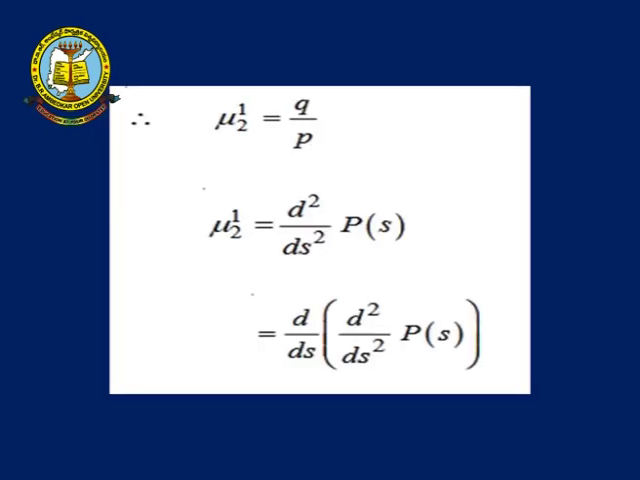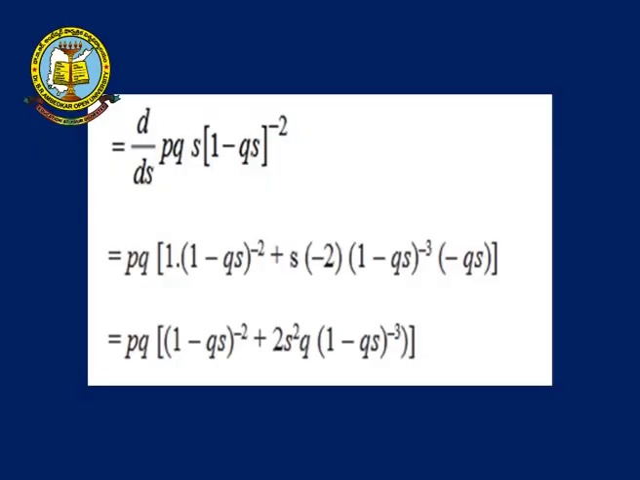Mu 2 dash is equal to d square by ds square of P of s. Again we are differentiating the same, d by ds of the first derivative. For the second derivative, we find mu 1 dash and mu 2 dash also. d by ds of p q into (1 minus qs) whole power minus 2. Again differentiating, p q into (1 minus qs) whole power minus 2, using the chain rule.